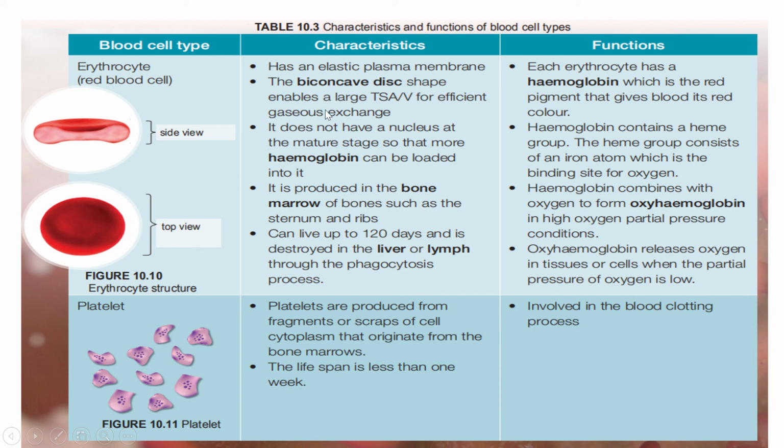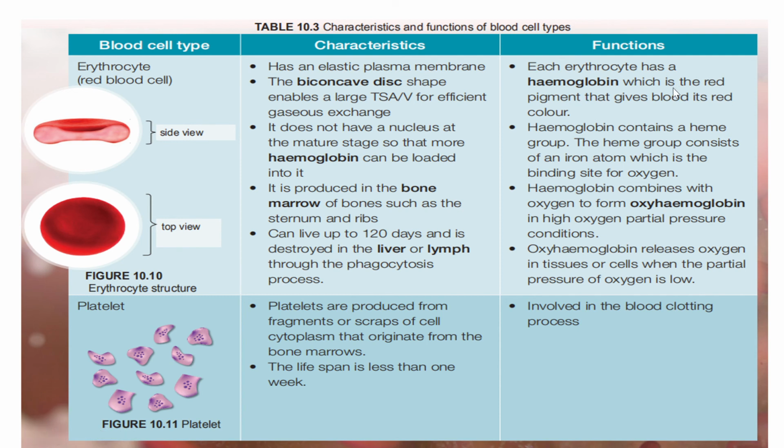Why is it biconcave? It is to enable the surface area to volume ratio to be large. And we have learned about this before. If this value is big, that means it is good for gaseous exchange. Also, upon maturity, this erythrocyte will not have a nucleus. The reasoning is that when you don't have a nucleus, you will be able to load more hemoglobin in it.